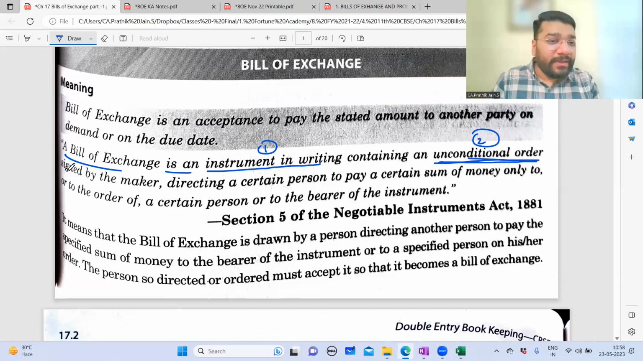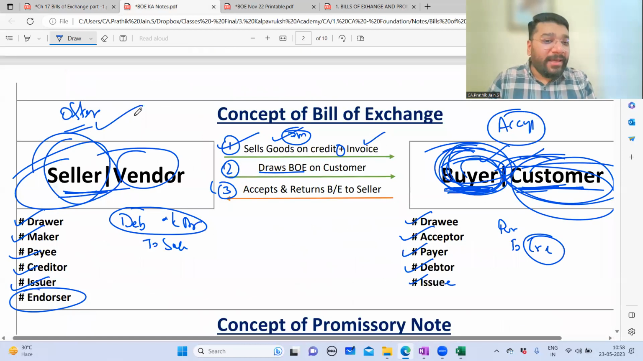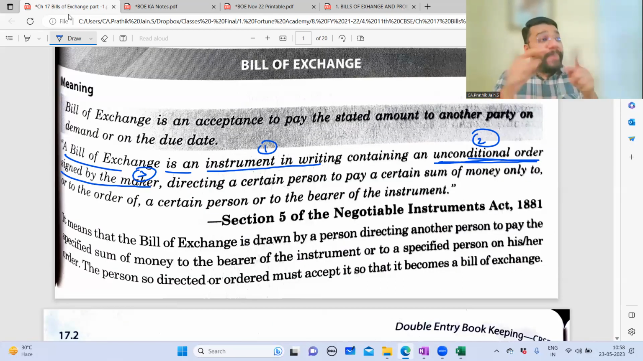Point number two. Second, it is signed by the maker. Maker is who here? Maker means seller. The person who is preparing the bill has to sign, or else how will I know who prepared the bill? So two people have to sign. The person who is preparing the bill also has to sign, and the person who is accepting the bill also has to sign. So, signed by the maker.